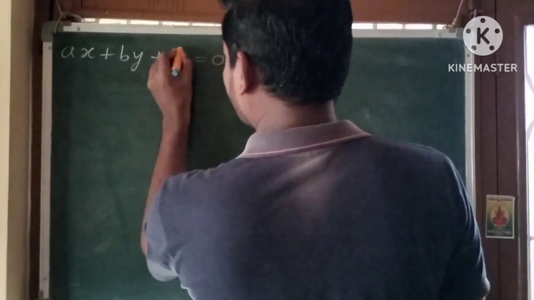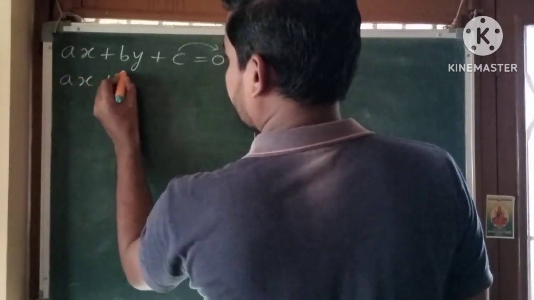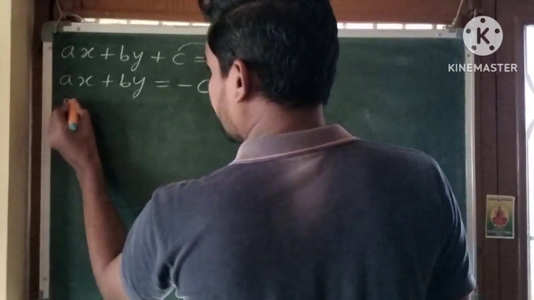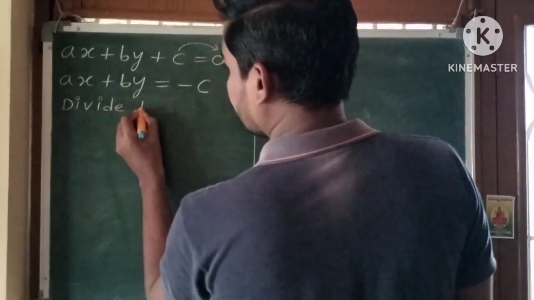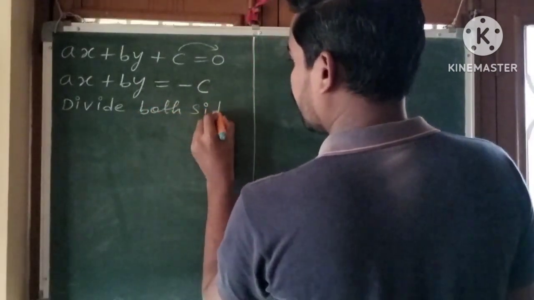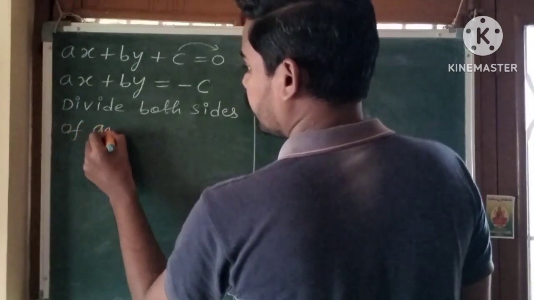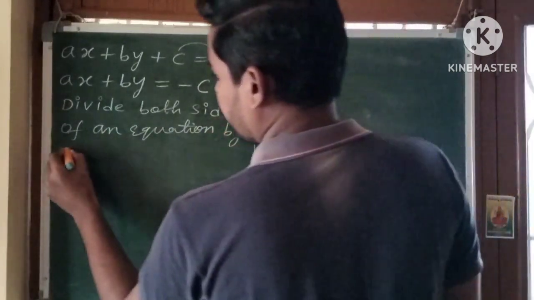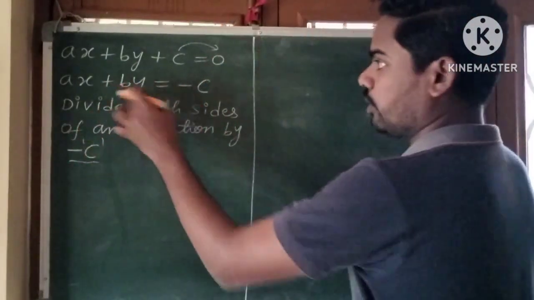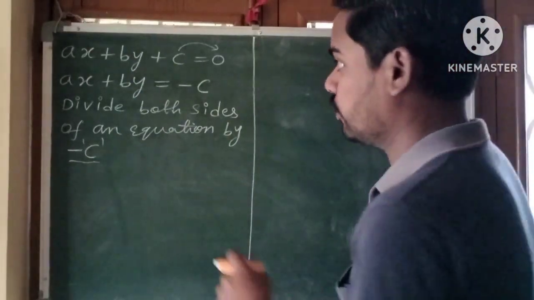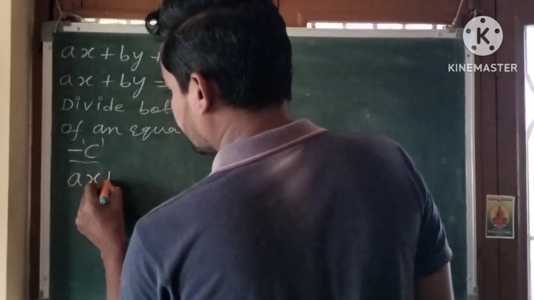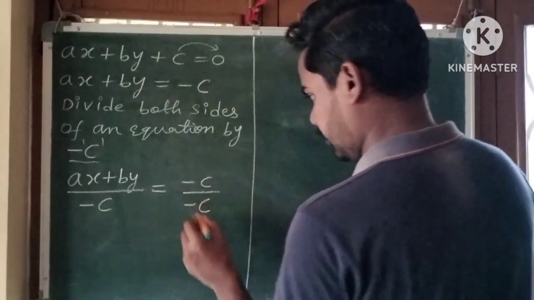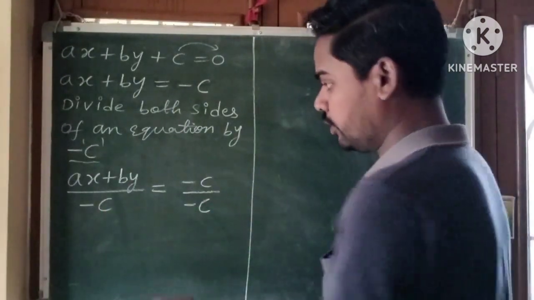Here transpose c. Ax plus by is equal to minus c. Plus c becomes minus c. Now divide both sides of the equation by minus c. Both sides means LHS and RHS. So divide both sides by minus c. Ax plus by by minus c is equal to minus c by minus c.